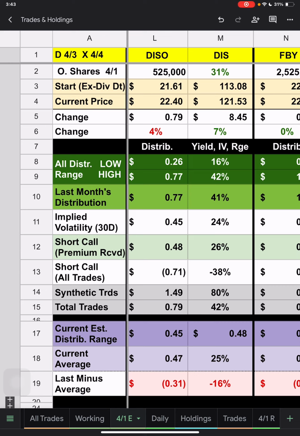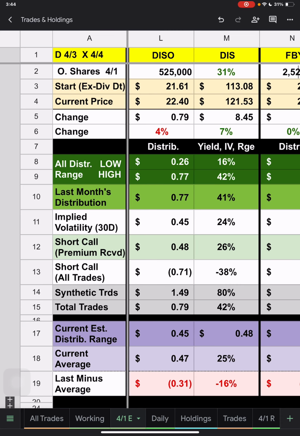This is one. The outstanding shares have gone up 31%, but Disney has done better than Dizzo. Disney has been more bullish, and I don't know how long it's been going up, but I know it's been going up at least the last week or so. So that makes sense for that to have outperformed the YieldMax ETF. If we move on down, short call premium received has been 48 cents.